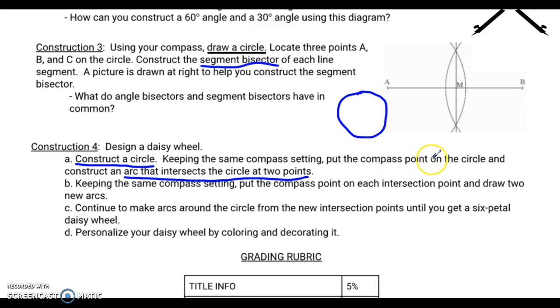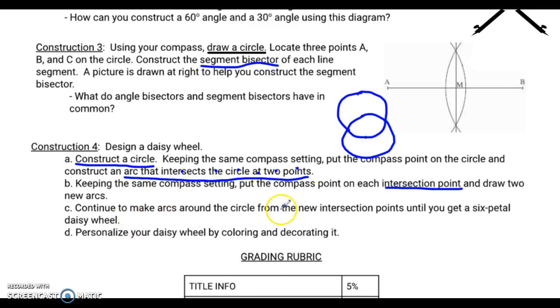Then you're going to put the compass point on the circle. Let's say we put the compass point here, and you're going to construct an arc that's the same radius as the circle. In other words, you're just going to make another circle that intersects the circle at 2 points. Look at that. Boom, boom. You're going to keep that same compass setting, put the compass point on each of those intersection points. That's what this part says here. And draw 2 new arcs. So you're going to draw 2 new, you guessed it, circles.